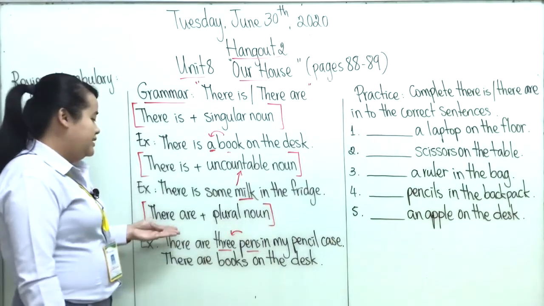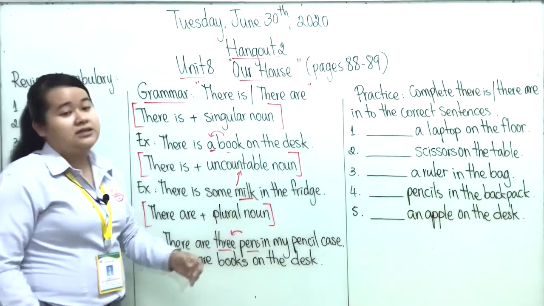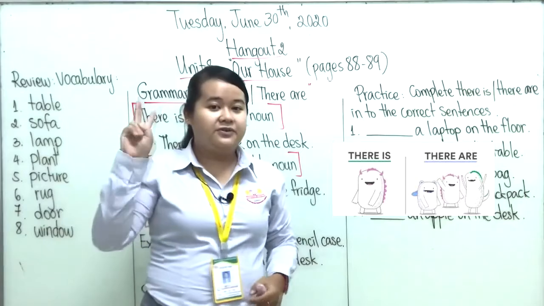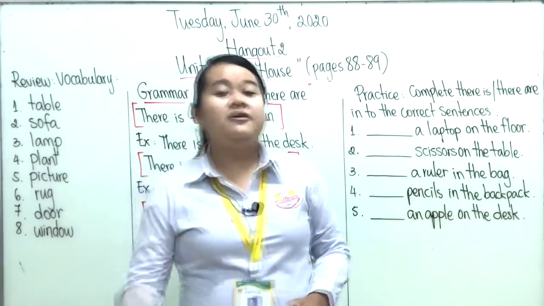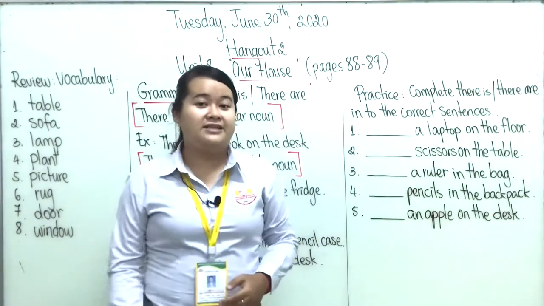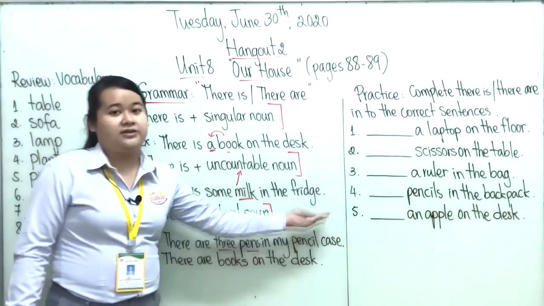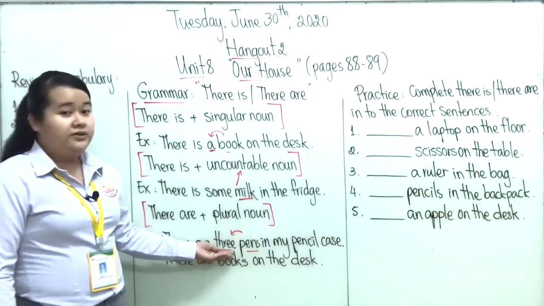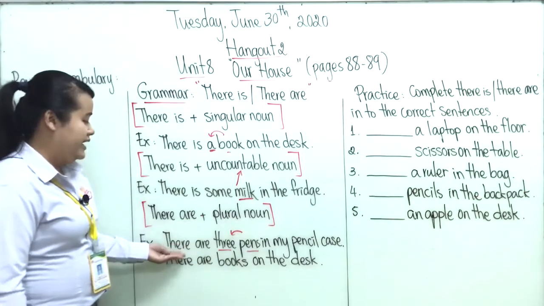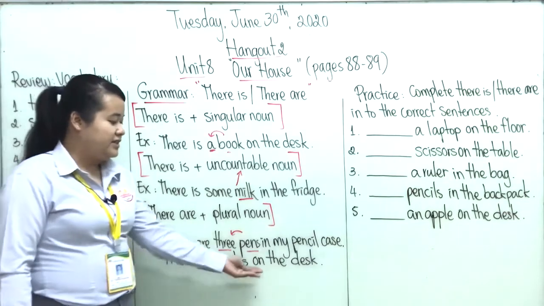So number two, the next one is there are. There are plus plural noun. Plural noun means two or more, right? You know what two or more means? For example, I have two pens, I have markers, I have four rulers. That one they call plural, right? Okay, so now let's look at our example. There are three pens in my pencil case. So how many pens does teacher have? Three pens, right? So three pens, this one is a plural noun. That's why we use there are. You got it? Okay, so another one, there are books on the desk.